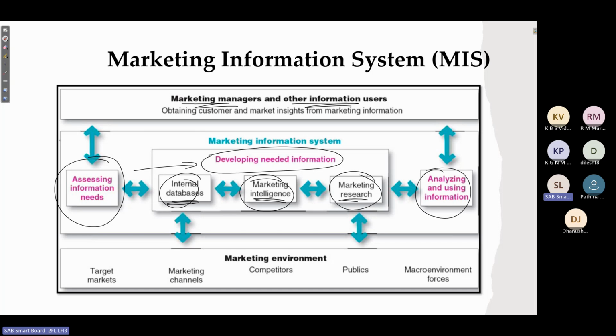For this developing part, we can use the marketing environment to develop the needed information. Our needed information can be developed using the information available in our marketing environment. The marketing environment is the place where we get our needed information. Once we develop our information, we send it to the required parties. That is what happens normally in this marketing information system.